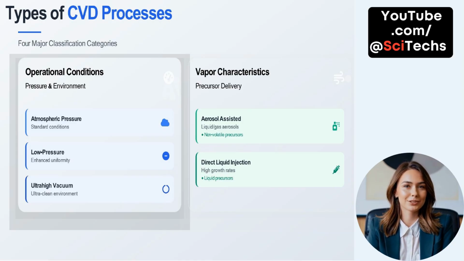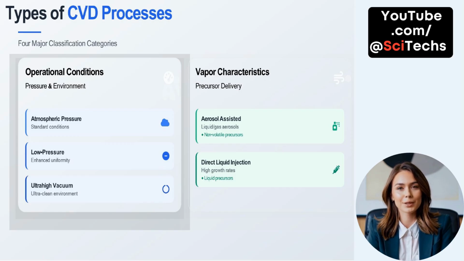Now, let's explore vapor characteristics, specifically how precursors are delivered. In aerosol-assisted CVD, liquid or gas precursors are converted into aerosols, making it possible to use non-volatile precursors effectively. Direct liquid injection, on the other hand, involves feeding liquid precursors directly into the system, enabling high growth rates and precise control, especially useful in advanced semiconductor fabrication.